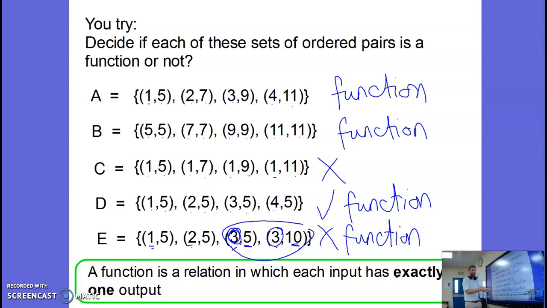So there we go. We've tested whether sets of ordered pairs are functions or not functions, and we'll be looking at some graphical examples in the next video.